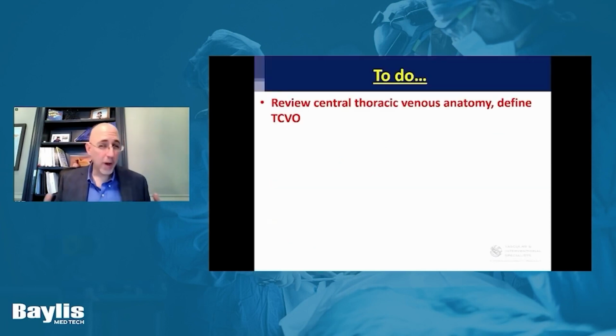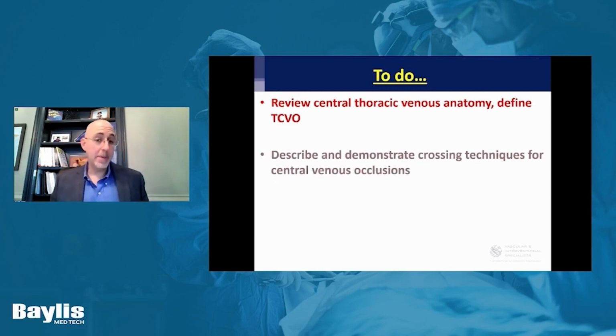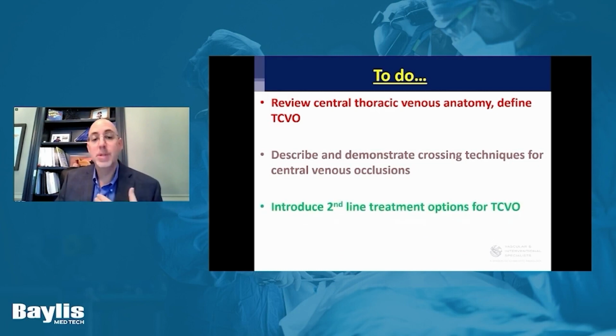Over the next 12 minutes or so, what I want to do is review central thoracic venous anatomy, define what TCVO is, and then describe and demonstrate crossing techniques for central venous occlusions that hopefully you're all familiar with, but more importantly, introduce second-line treatment options for TCVO when the first line fails.